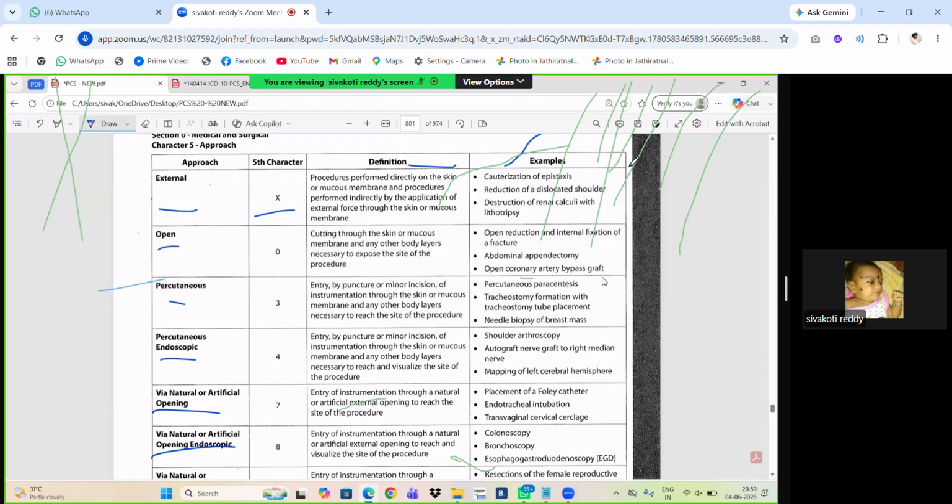Like laser surgeries, electric shock waves, all come under external approach.